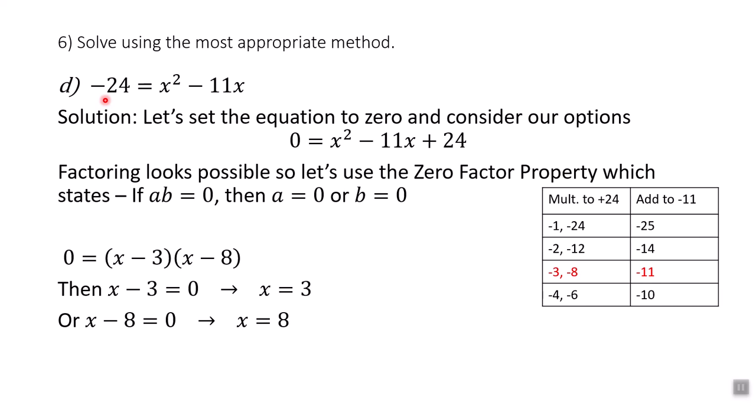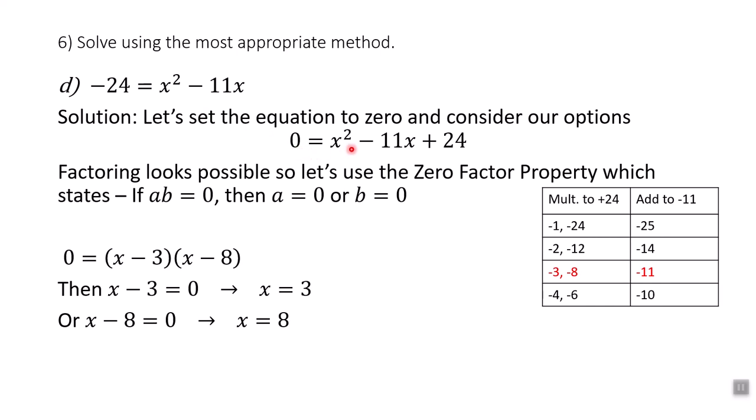Solve using the most appropriate method. Negative 24 equals x squared minus 11x. Anytime I see a quadratic, whether I use the quadratic formula or maybe not if I'm using the square root property, but factoring, using the quadratic formula, always first step, get it equal to 0. All right, set the quadratic equation equal to 0 so you can evaluate the best possible method.